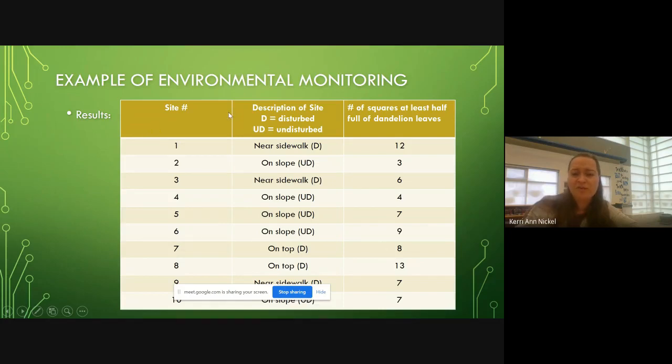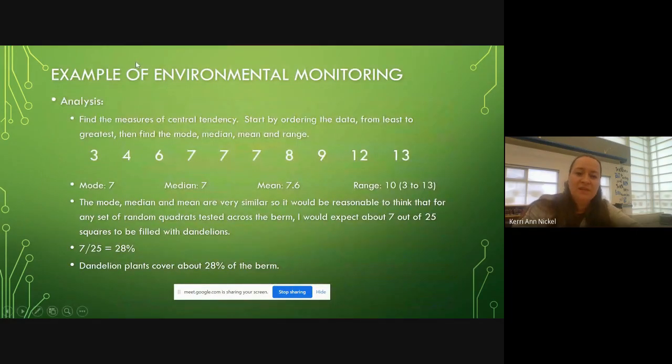These are our results. So now we move into the analysis part of our study. So first thing we did is we found the measures of central tendency. So if you remember back to when we did this in math this year, we need to order the data from least to greatest, and then we found the mode, median, mean, and range.